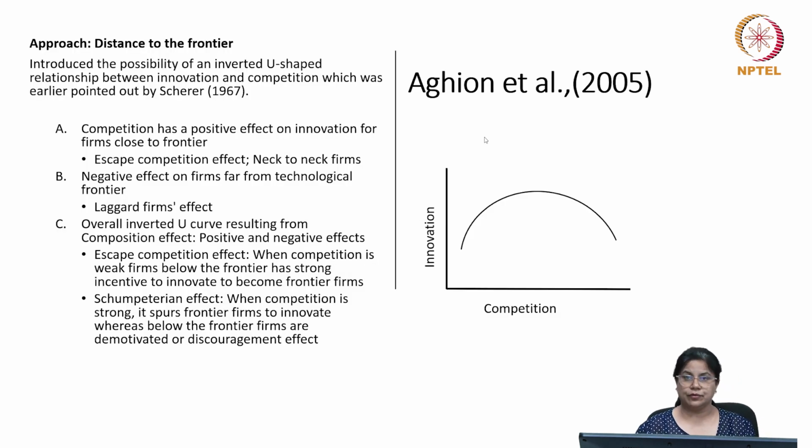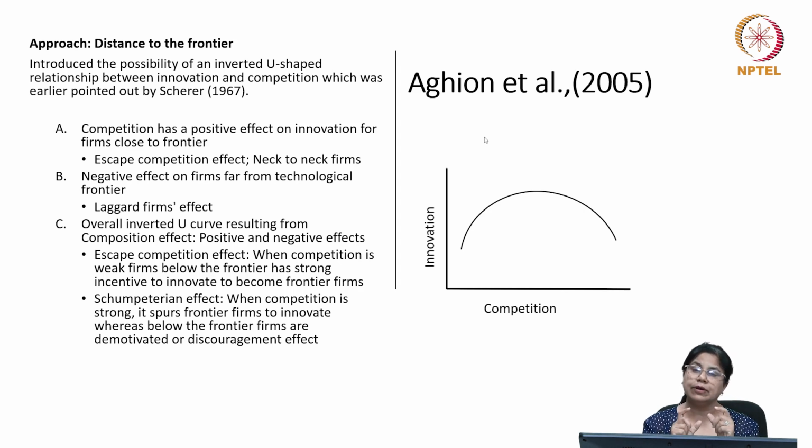However, one important contribution in this theory comes from the works of Professor Aghion and his co-authors. Here, they have talked about a very interesting inverted U-shaped relationship between innovation and competition. In their work, they have pointed out that competition can have a positive effect on innovation for those firms which are close to the frontier. So the basic intervention that has been given by these authors is the idea of the distance to the frontier. So there is a frontier essentially whereby you can say the lead firms are, and how far the other firms are located with respect to that frontier.